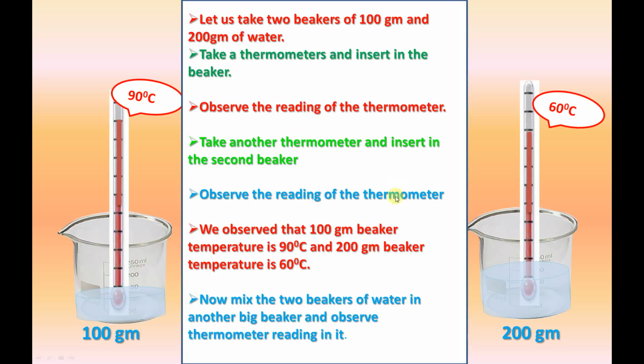Now observe the reading of the thermometer is 60 degrees. Now we observe that the 100 grams beaker temperature is 90 degrees centigrade, and the 200 grams beaker temperature is 60 degrees centigrade. Now mix the two beakers of water in another big beaker and observe the thermometer reading in it. Now we have to take the big beaker. This is the big beaker we have taken.